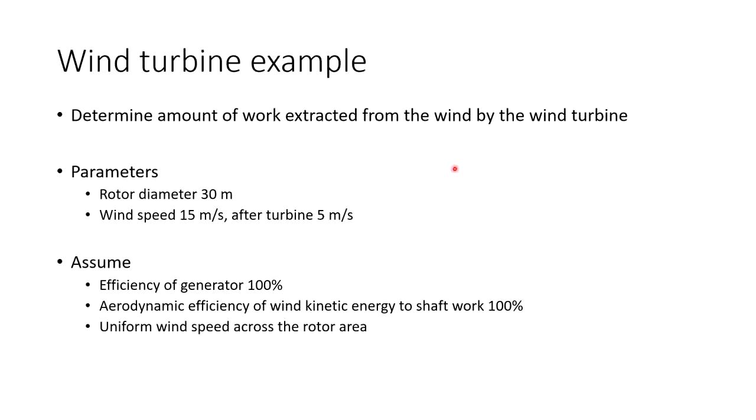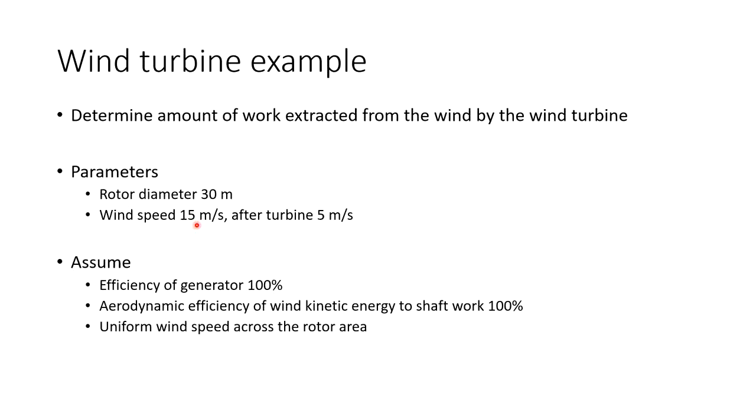So we will start with an example calculation of a wind turbine, where the task is to determine the amount of work extracted from the wind by the wind turbine, where we have the parameters of the rotor diameter and wind speed before the turbine, and we also have the wind speed after the turbine. So 30 meters rotor diameter and wind speed 15 meters per second, and after the turbine, the speed will be 5 meters per second.